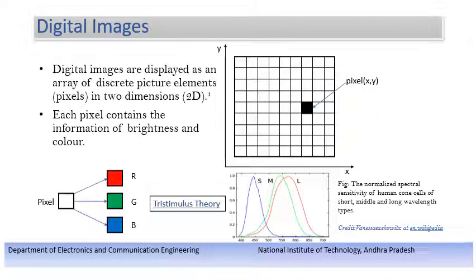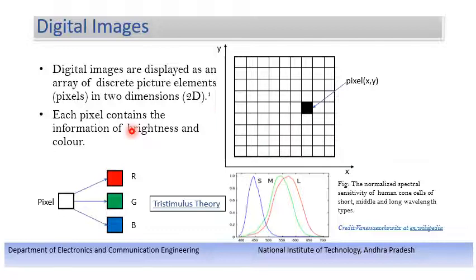Let me elaborate on what we consider to be a digital image. Digital image can be defined as a two-dimensional array of discrete picture elements called pixels. These pixels generally store the information of brightness and color. In this figure, you can see a picture represented as a grid of pixels.